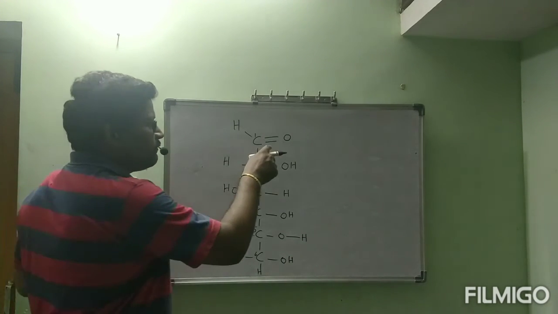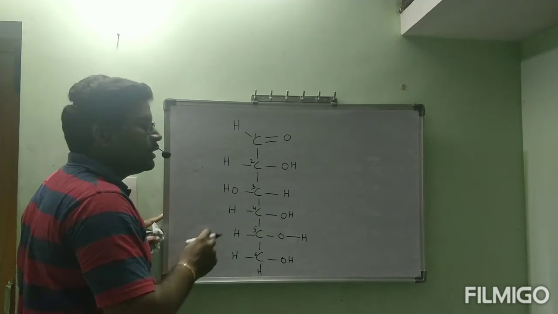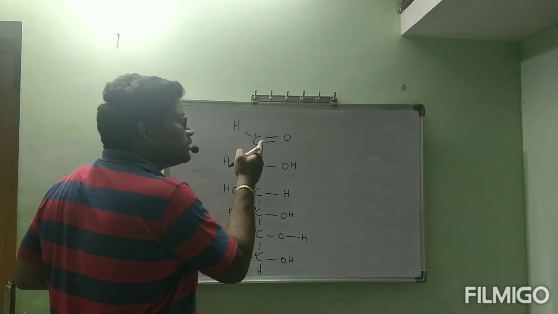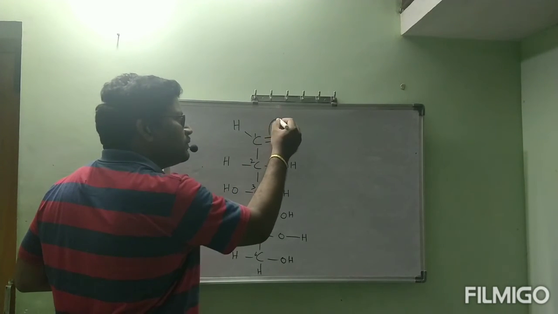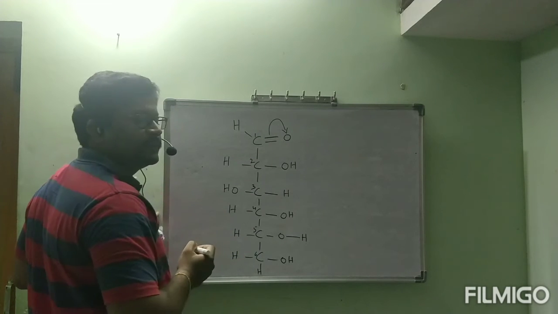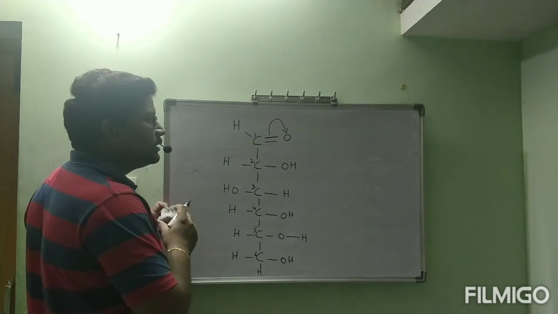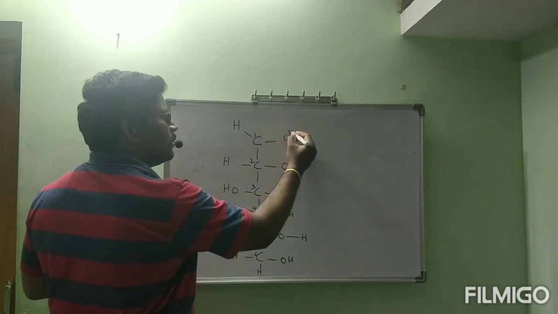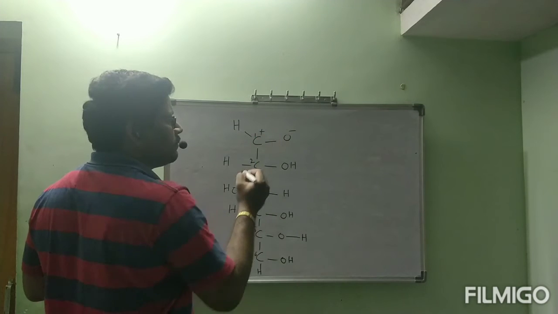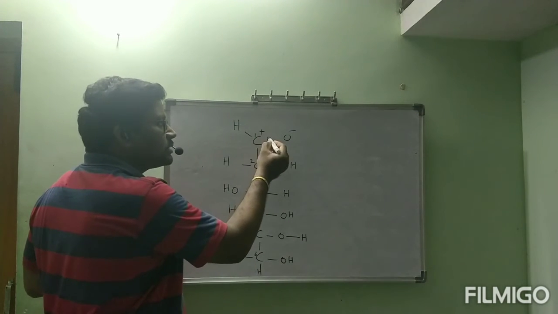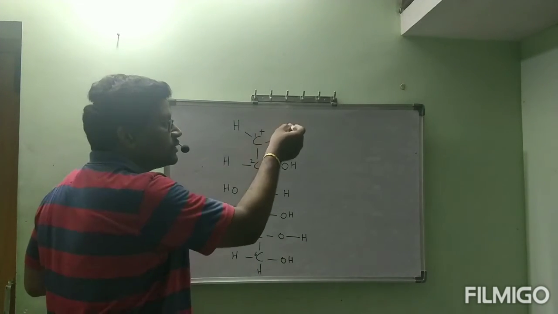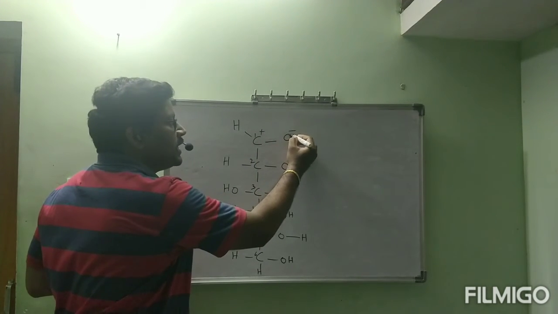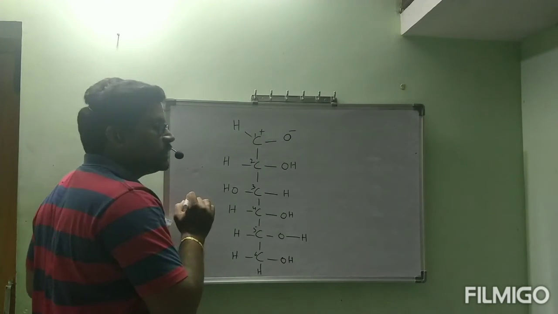Now, the first carbon contains C double bond O. Between carbon and oxygen, which is more electronegative? Oxygen. So this pi bond is shifted towards oxygen. Then oxygen will get a negative charge and carbon will get a positive charge. The pi bond is shifted towards oxygen and forms a negative charge on oxygen.